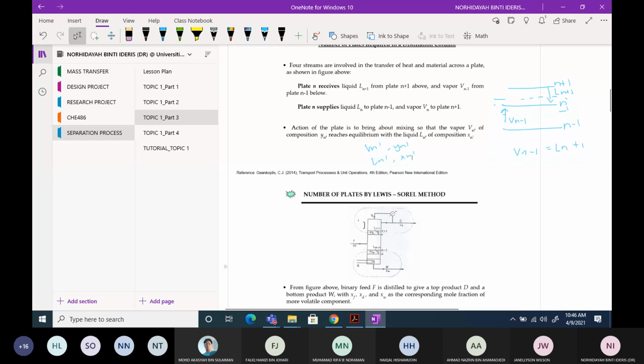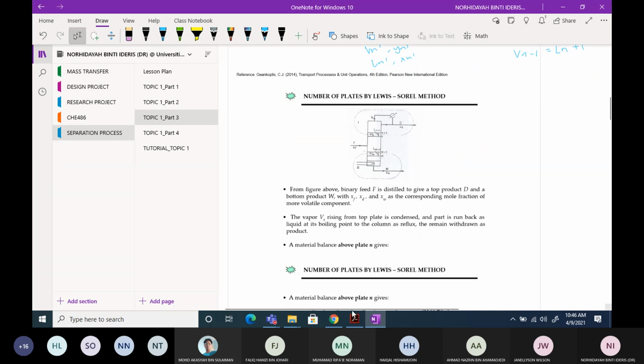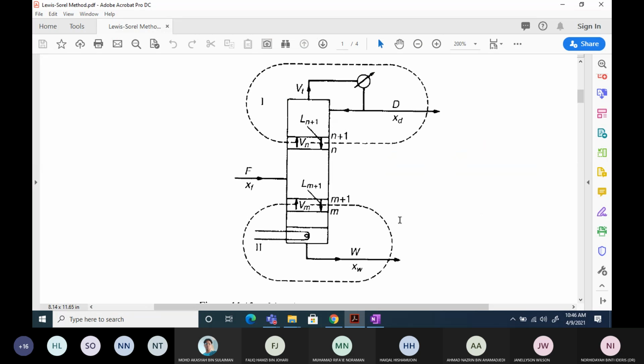Next we go to this figure. Okay, this is the original one. You know that we have the feed coming in, and xF, similar to the McCabe-Thiele method. You have D and xD, and at the bottom part you have W and xW. For the Lewis-Sorel method, you also need to develop the operating line equation. The first operating line is developed on this border, the dashed line here.